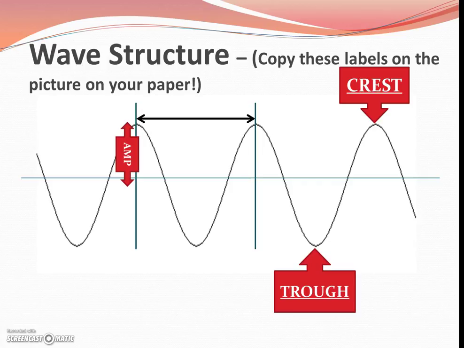The amplitude is about half of a wave. And the wavelength measures any one given point to another given point. It's easiest to measure wavelength from crest to crest.